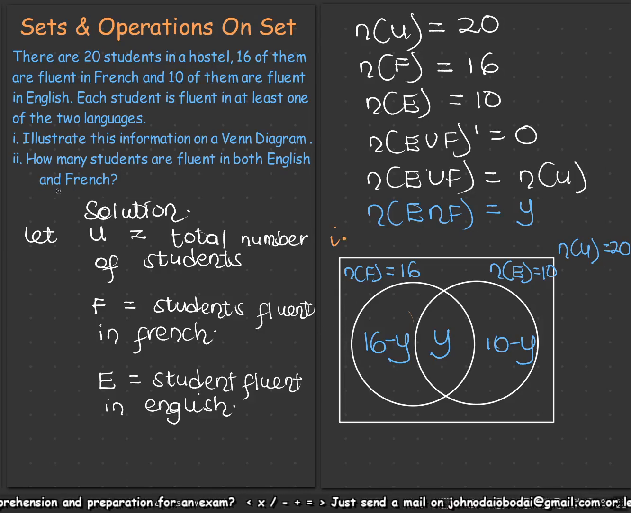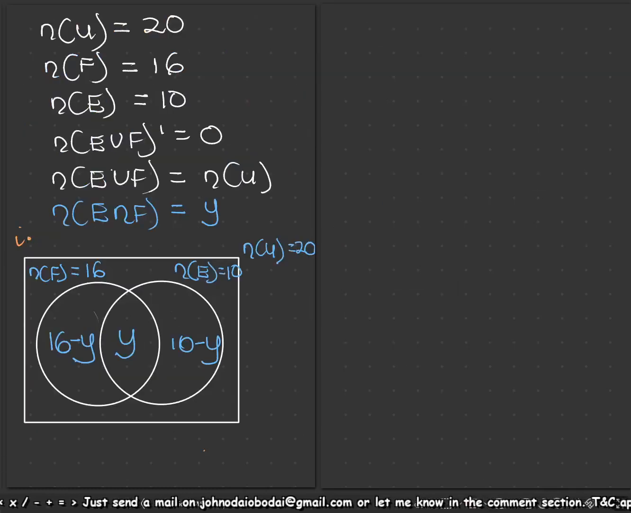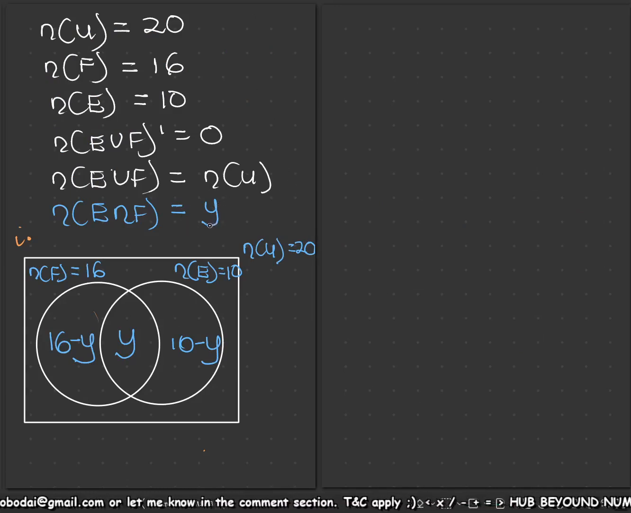Let's see how we are going to answer the second part of the question, which says, how many students are fluent in both English and French? For the number of students that are fluent in both English and French, we need to write an equation. We represented that with y. That is E intersection F. So we need an equation in terms of y to be able to solve.